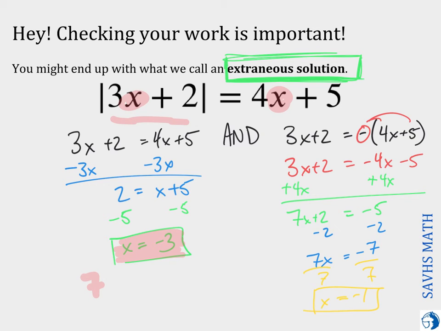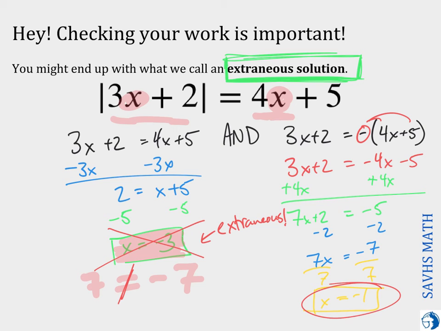Over here I get negative 3 times 4 is negative 12. Plus 5 is negative 7. Hold on, I have an equation now that says 7 equals negative 7. No, it's not. It's not equal. And so this means that this is an extraneous solution. I'm going to have you check this negative 1 answer. I want you to see if that one's extraneous or not.